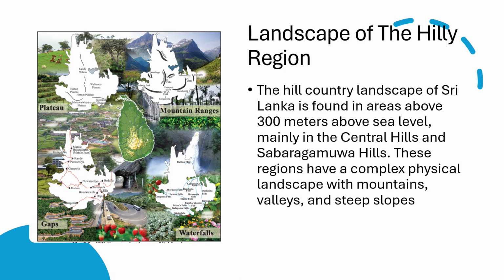Landscape of the hilly region. The hill country landscape of Sri Lanka is found in the areas above 300 meters above sea level, mainly in the Central Hills and the Sabaragamuwa Hills. These regions have a complex physical landscape with mountains, valleys, and steep slopes.